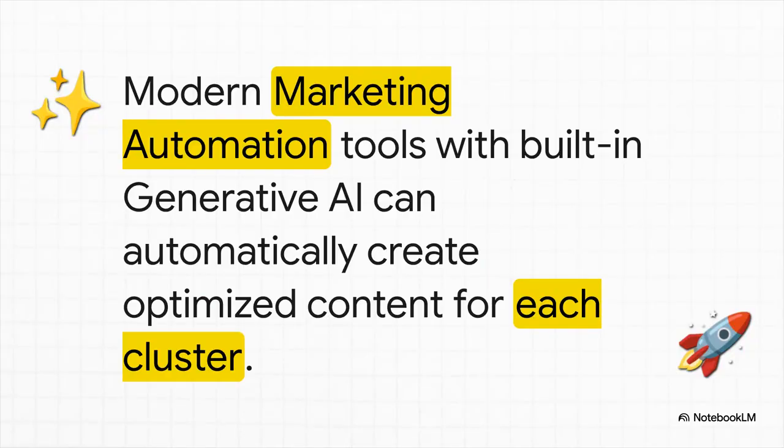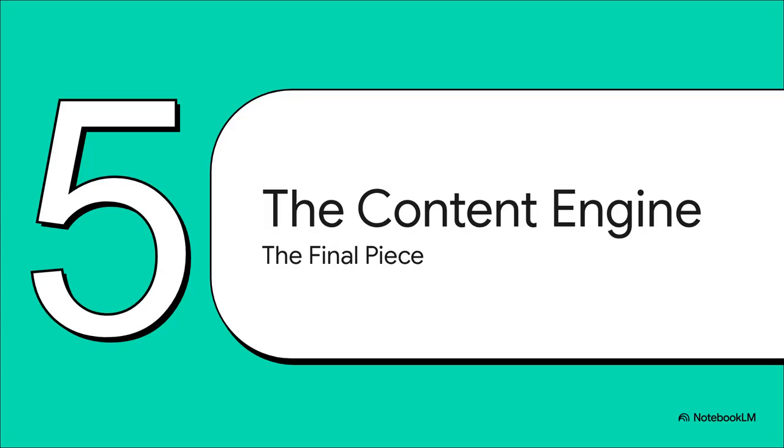This is happening right now. Modern marketing automation platforms have generative AI built right in, and it's designed to do exactly this. It takes those clusters you made and automatically whips up optimized content for each one. That content grind problem? Solved. But hold on. There is one last, absolutely critical piece to this whole puzzle.